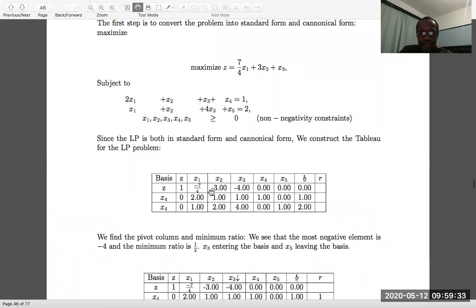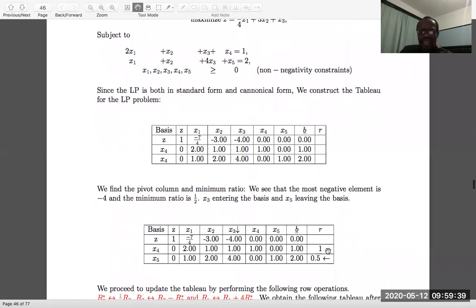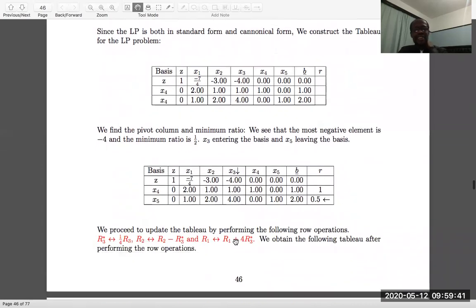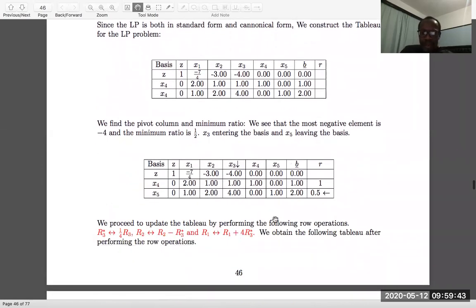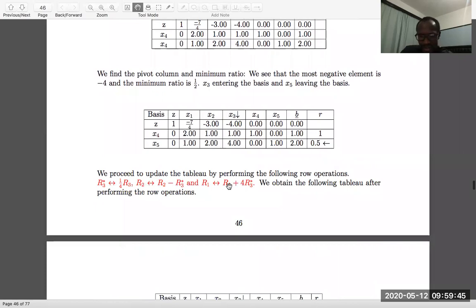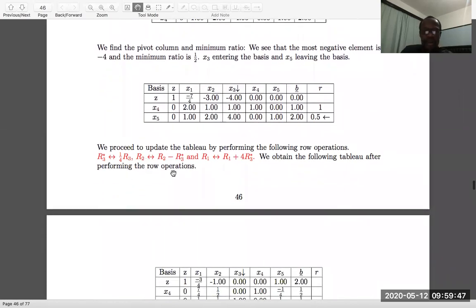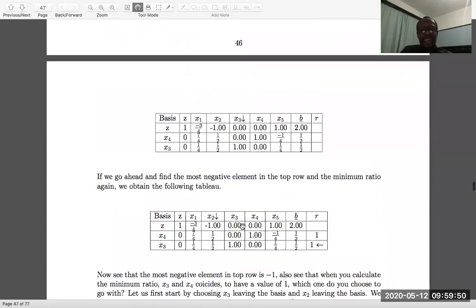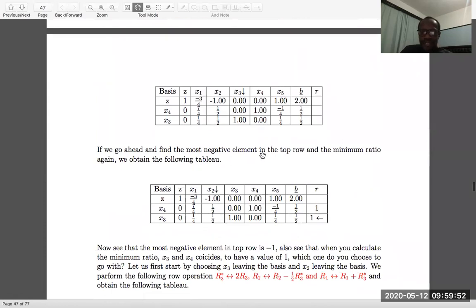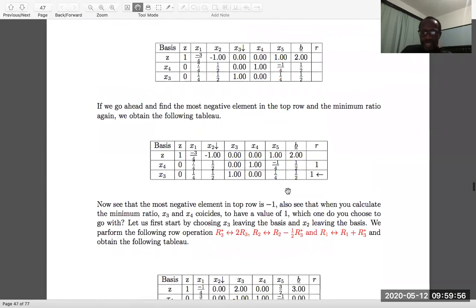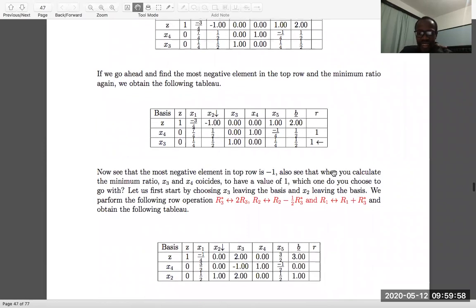Now I'm going to look for the most negative. It's going to be that. So the ratio is 1 divided by 1 and then that. So I should get that. So the smallest ratio is that, right? We proceed to update the tableau by performing the following row operation. You do that again. We obtain the following tableau after performing the row operation. If we go ahead and find the most negative element in the top row and the minimum ratio again, we obtain the following tableau. So we get this, right?